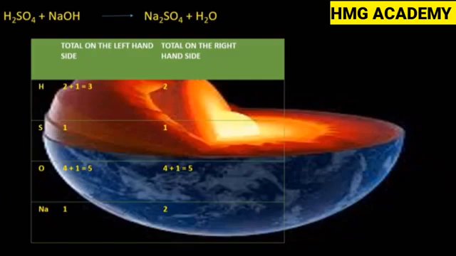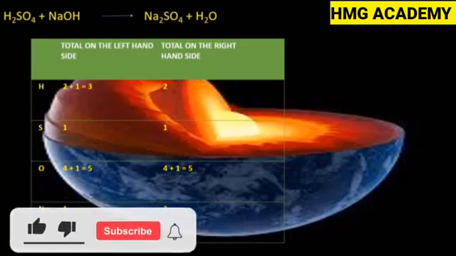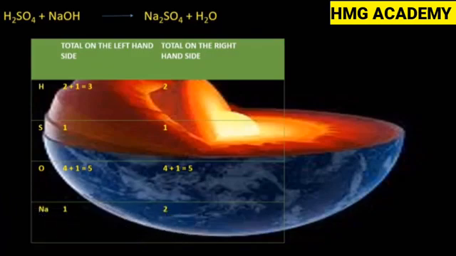Oxygen, we have 4 from H2SO4, 1 from NaOH on the left hand side. If we add the 2 together, we now get 5. 4 plus 1, 5. And then on the right hand side, we have 4 oxygens that come from the Na2SO4 and then 1 oxygen from the H2O. If we add the 4 and the 1, we get 5. And then sodium, Na, we have only 1 on the left hand side and then 2 on the right hand side. That is the one from the Na2SO4.